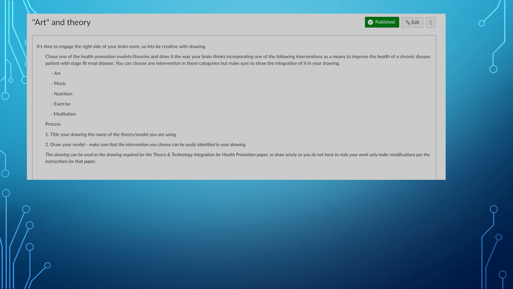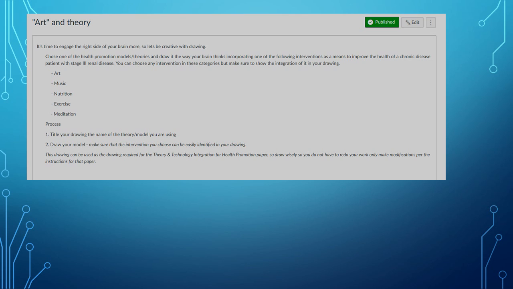So you need to title the drawing with the name of your theory or your model you're using, and then draw out the model. I need to see in that where you insert the intervention, and at the very beginning that this is your patient type and you're applying this model or theory to that patient type.